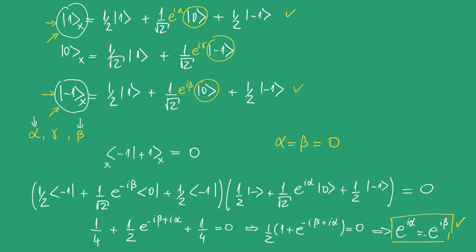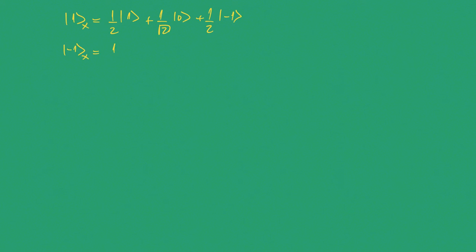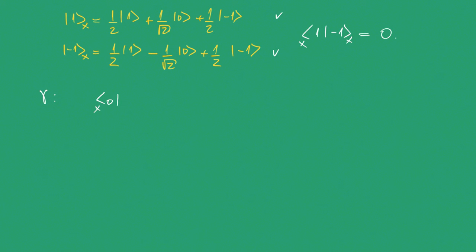If we make this choice, we end up with these two quantum states for ket 1 subscript x and ket minus 1 subscript x, and you can check by yourself. If we calculate the inner product between these two input states, you end up with 0, as it should be. Now we just need to determine gamma. For that, I'll calculate the following inner product.